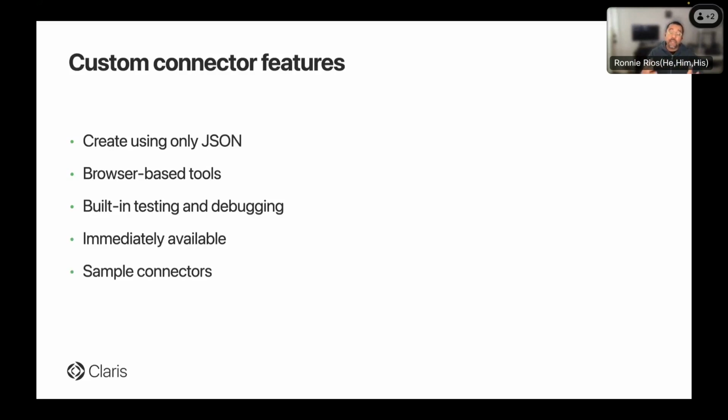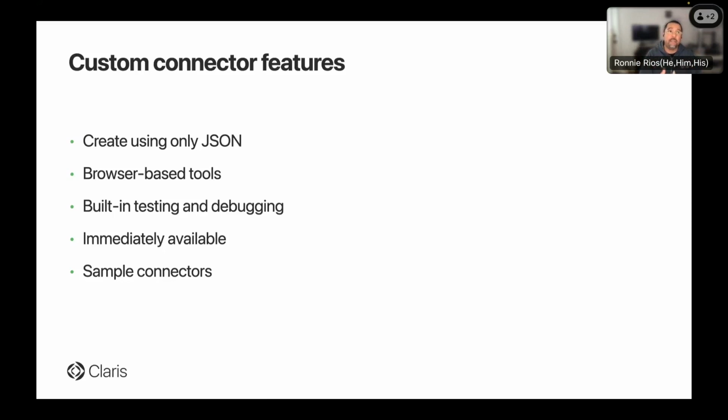So specifically in custom connectors in Claris Connect, we try to make this as feature-rich as possible. Let's talk a little bit about some of those key features. We'll start off by saying that you create custom connectors in Claris Connect by using just JSON. You don't really need to know how to code in, say, JavaScript or Python or anything like that. We use JSON as a way to describe the connector.